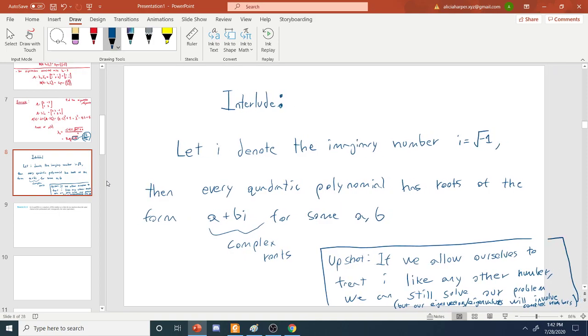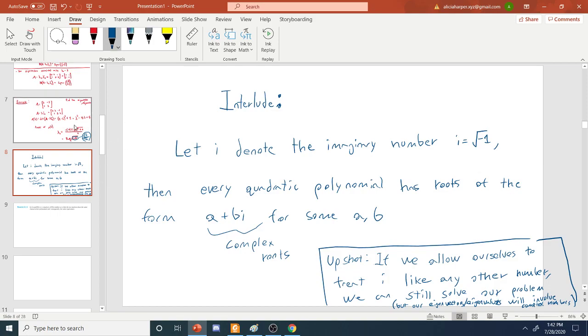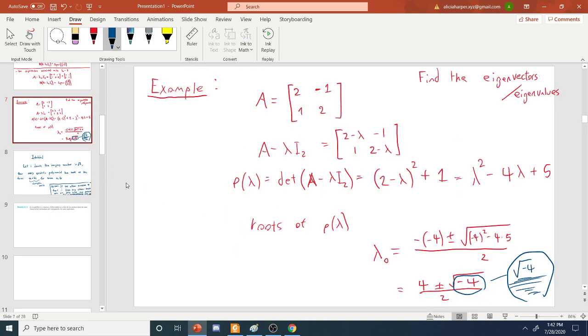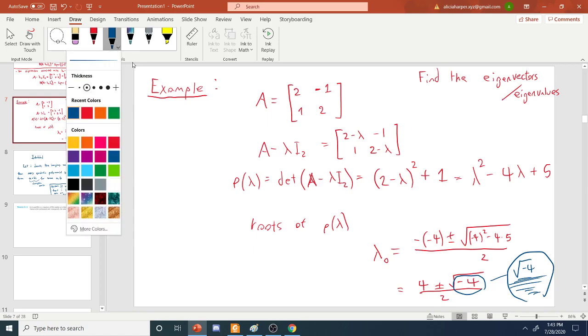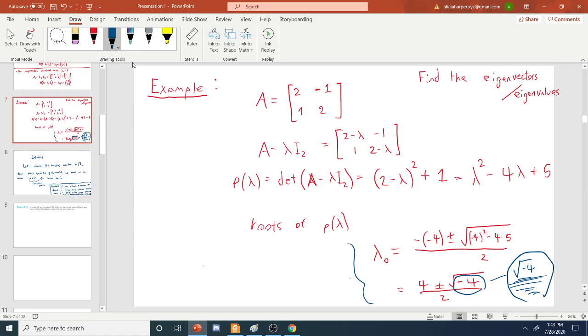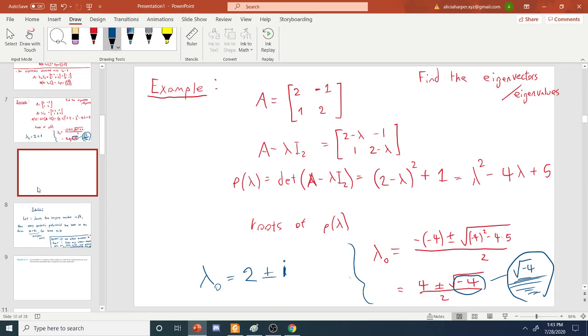Okay. So our approach to this is really just going to be to basically treat the imaginary number like any other number and then go about solving our problem. So this right here tells us that lambda naught is equal to 2 plus minus I, where I is the imaginary number. All right. So let's continue solving this problem.